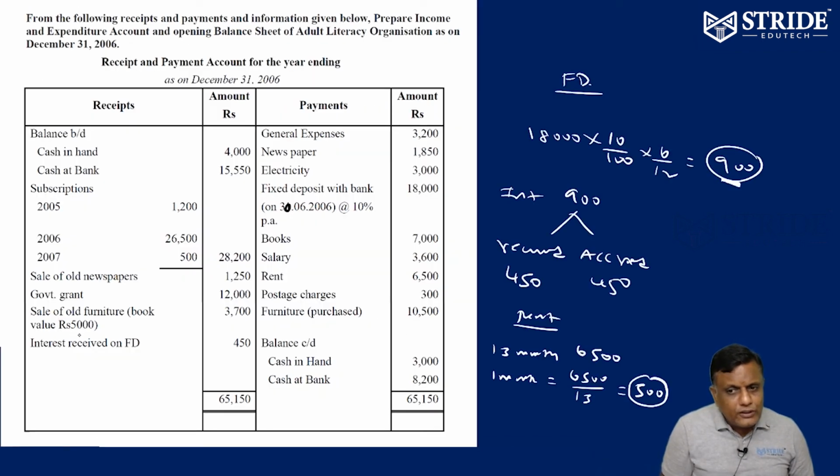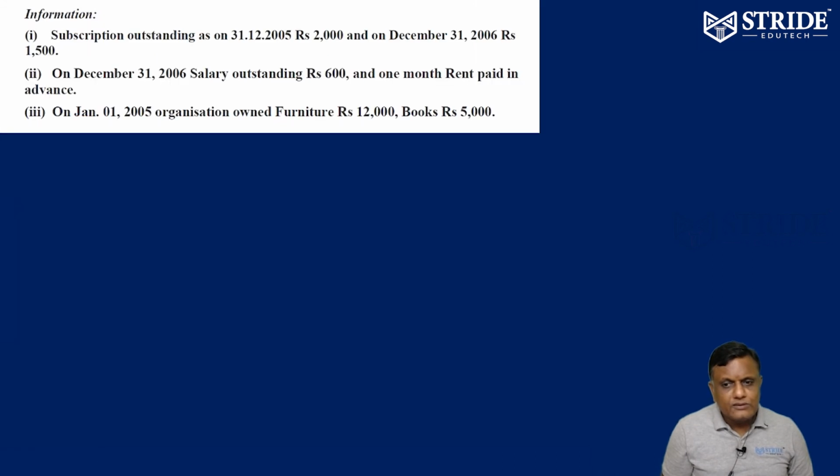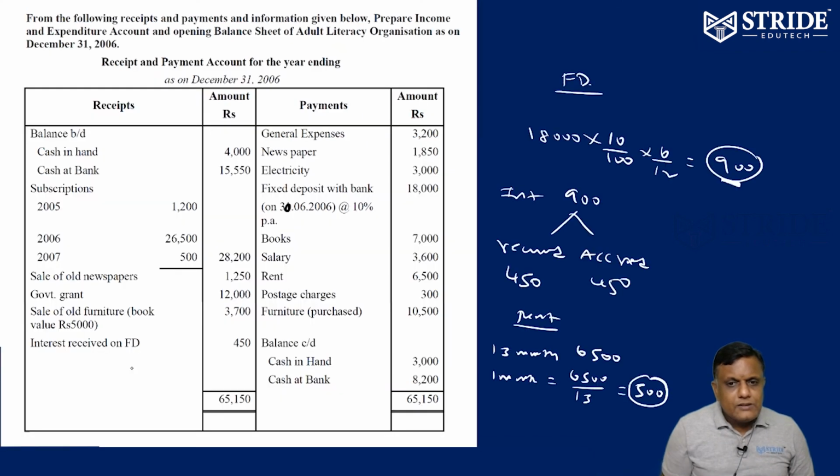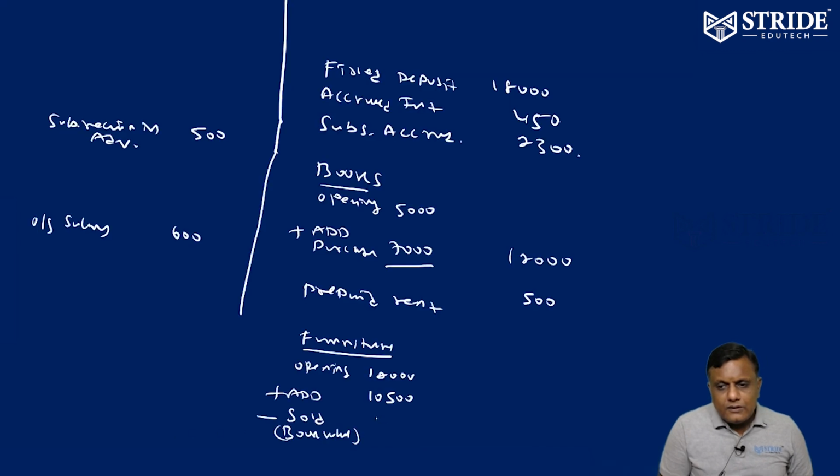Is there any furniture sold? Yes, 5,000 sold. Only the book value is to be adjusted. Book value opening, book value add on, book value sold. What is the book value sold? 5,000. So minus furniture sold. Only the book value is to be taken. So the book value of furniture sold is 5,000. The adjustment has to be done.